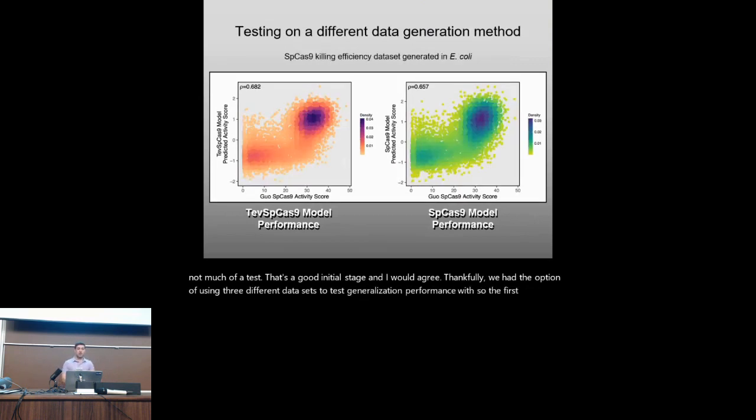So the first one here was a pre-existing killing efficiency data set generated in E. coli. And this was a nice test of model performance for 3 main reasons. For one thing, we have differences in enzymes, but I think more importantly, it's a killing efficiency data set, not enrichment, and it was generated by someone else using a completely different activity score metric. And we still found performance results of about 0.68 and 0.66.